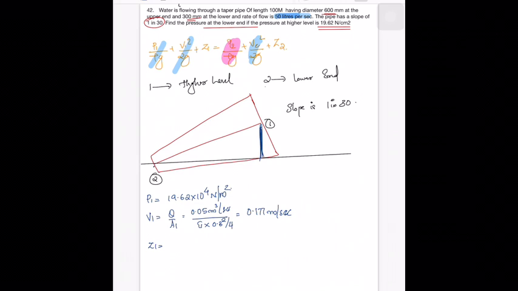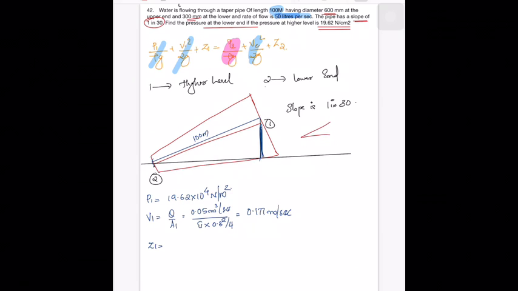Now what can we do? This is 100 meters. This is 100 meters, because that's something that we've been given in the question. Length of the pipe is given as 100 meters. Now we will have to find out Z1. For that, let us take the slope 1 in 30, that point.